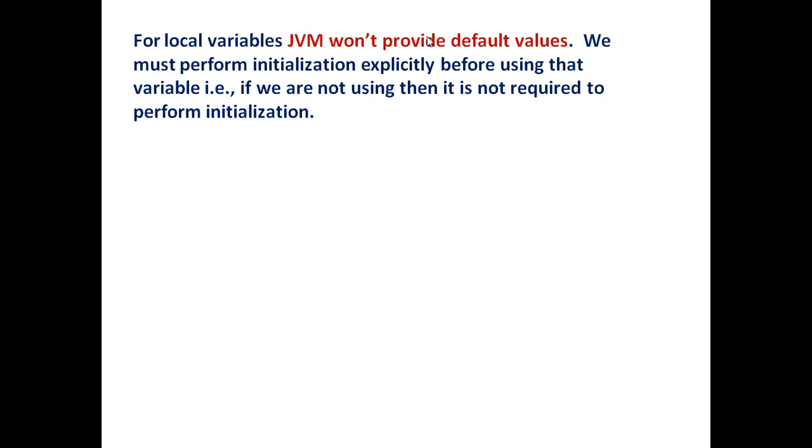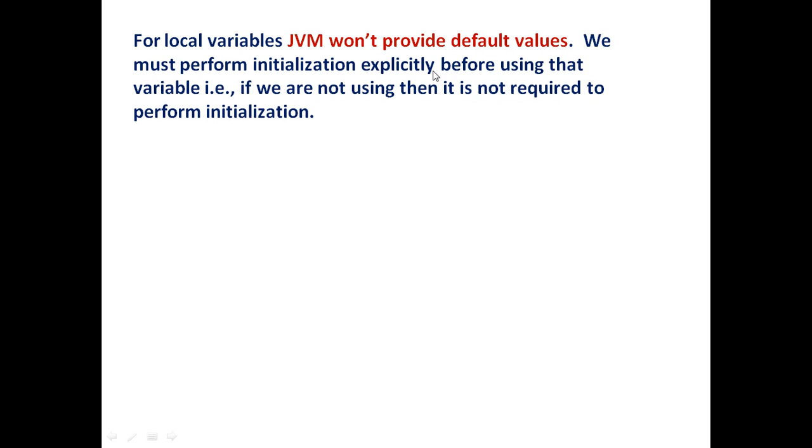So it means if I declare a variable of type int and I do not initialize it, then JVM is not going to provide the value 0, even though it's an int. It is our duty to provide the value to that particular variable. Of course the variable is a local variable in this case. So we must perform initialization explicitly before using that variable.